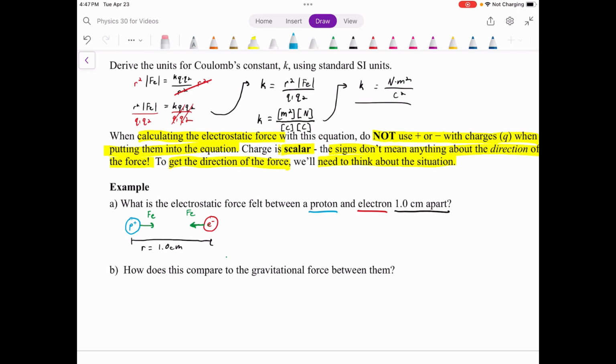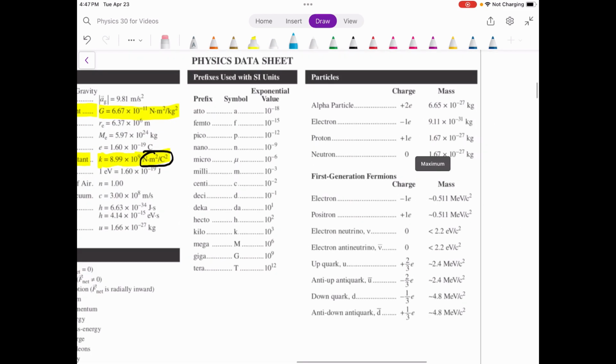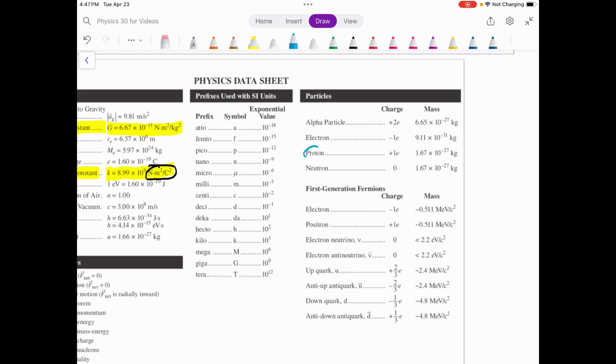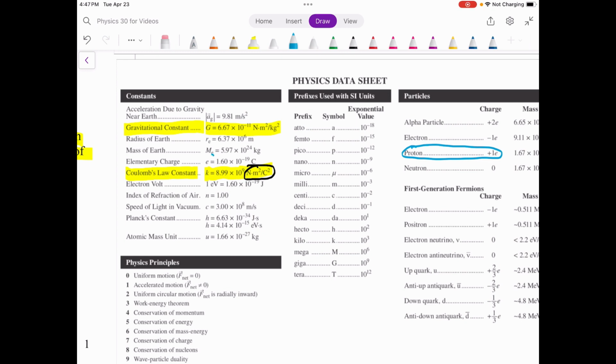And hey, we know the charge of a proton. You might be saying we do? Right? They didn't give it to us. No, but they don't have to because it is always given to us on the back of our formula sheet. The charge of a proton is plus 1e. And what's e? Well, I got good news for you. That's also given on the back of your formula sheet. The elementary charge is 1.6 times 10 to the negative 19 coulombs.